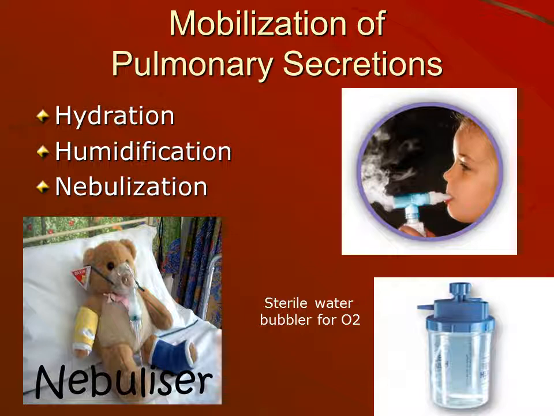We evaluate cough effectiveness by sputum expectoration, a patient's report of swallowed sputum, or clearing of adventitious lung sounds. Types of coughing include the cascade cough, as we talked about before, the huff cough, and the quad cough.